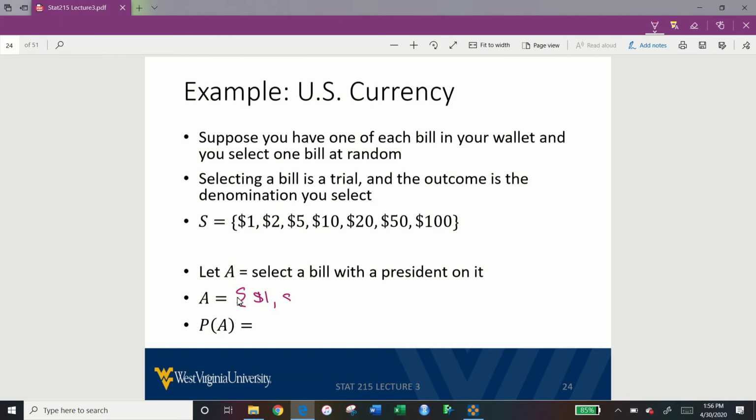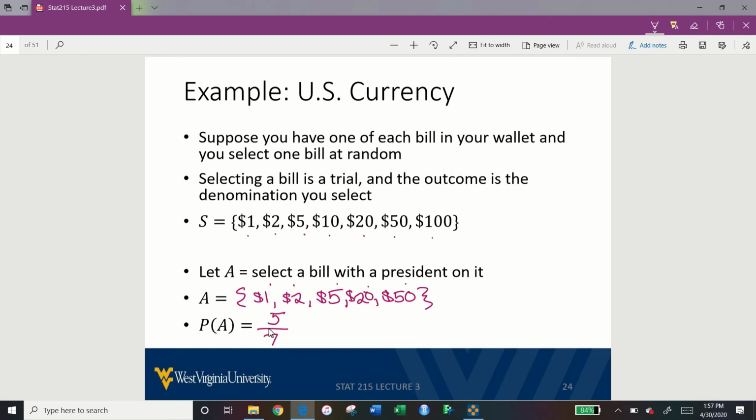the $1, the $2, $5, $20, $50. So now we can use this to calculate our probability. Again, the probability of A is the number of outcomes in A, which in this case is 1, 2, 3, 4, 5, over the number of possible outcomes in our sample space, which is 1, 2, 3, 4, 5, 6, 7. So this gives us a probability of A of 5/7.